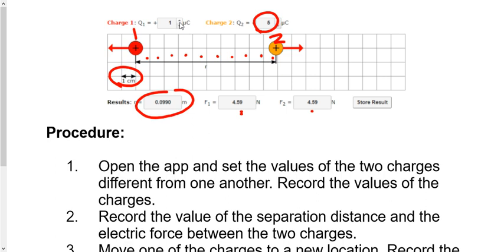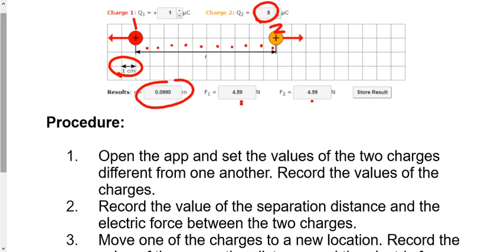you want to set your charges here. Okay, 1 and 1. It says make them different from one another, but it doesn't really matter. I'm just suggesting you do that. 1 and 1, 1 and 5, whatever the case may be. Then you want to record the values of those charges. Then record the value of the separation distance, and that's given to you just as a number. So just write it down. And then finally record the value of the force that acts between the two charges, which could be either F1 or F2.